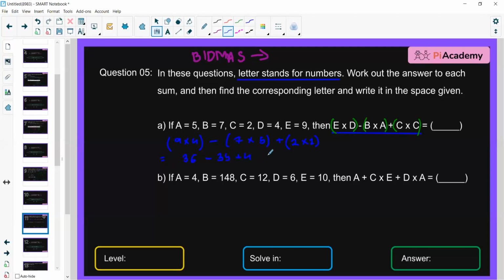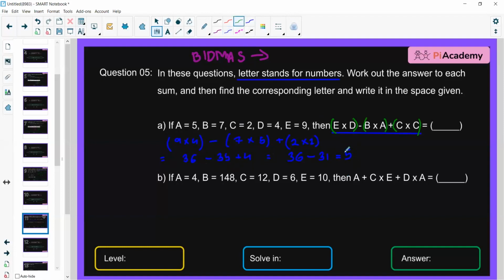So now what do I need to do? I need to do addition first, followed by subtraction. So what is this? Negative 35 added to 4. It is negative 31, right? So this is 36 take away 31, which is 5. Okay, so my answer is 5.